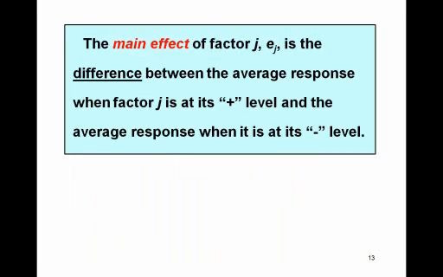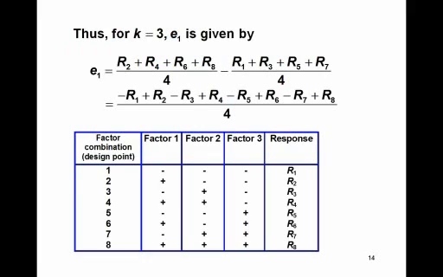Now, one of the major concepts when you're talking about design of experiments is what is called the main effect. And the main effect of factor J, which we'll denote by E sub J, is the difference between the average response when factor J is at its plus level and the average response when it is at its minus level. And this will be clearer by means of an example.